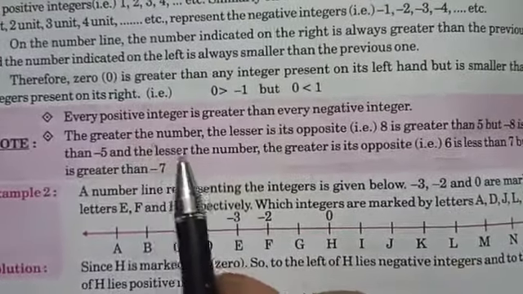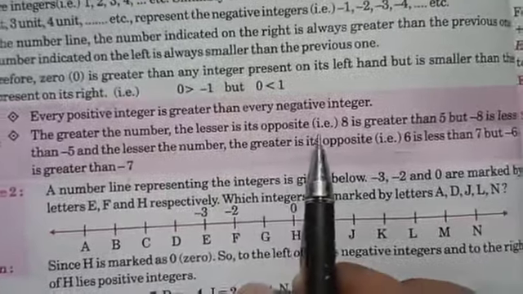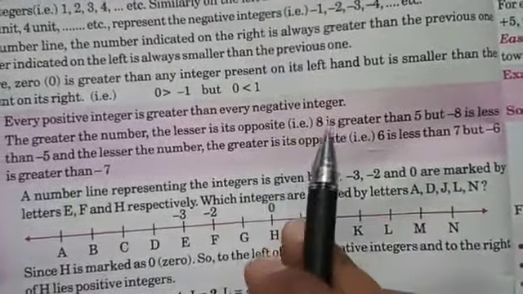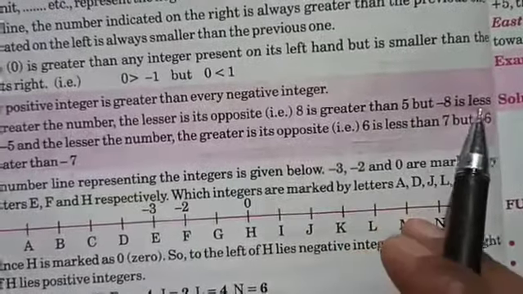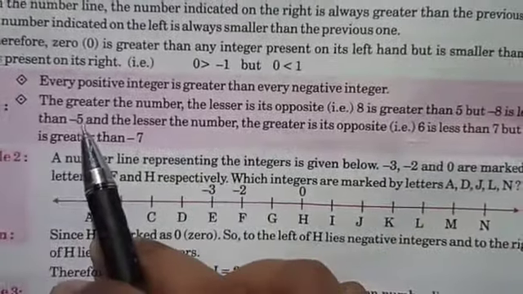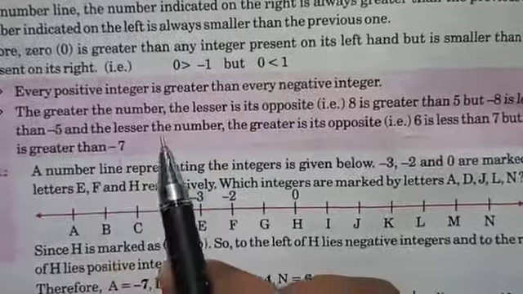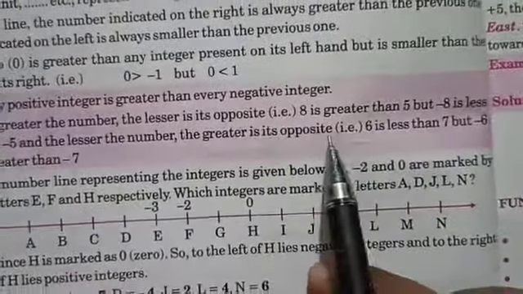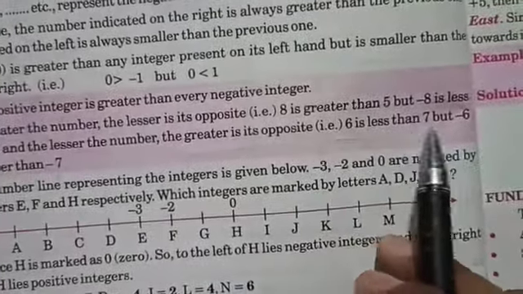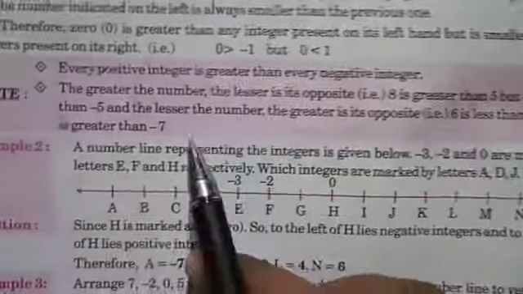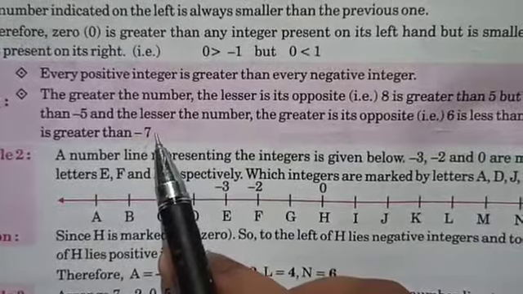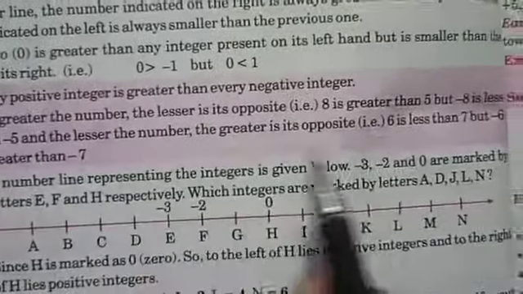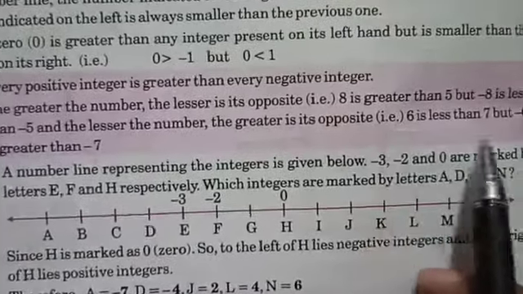The greater the number, the lesser its opposite. That is, 8 is greater than 5 and minus 8 is less than minus 5. And the lesser the number, the greater is the opposite. So 6 is less than 7 and minus 6 is greater than minus 7, just as I explained previously.